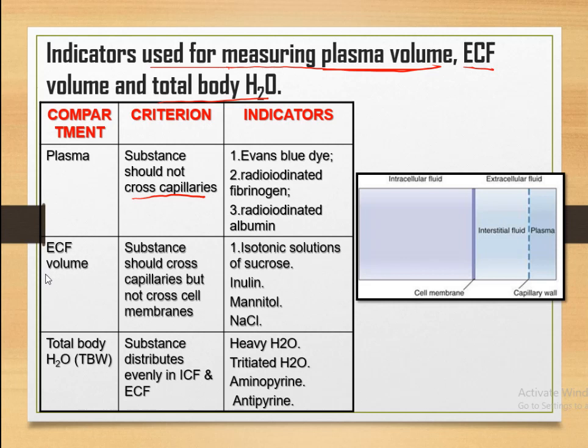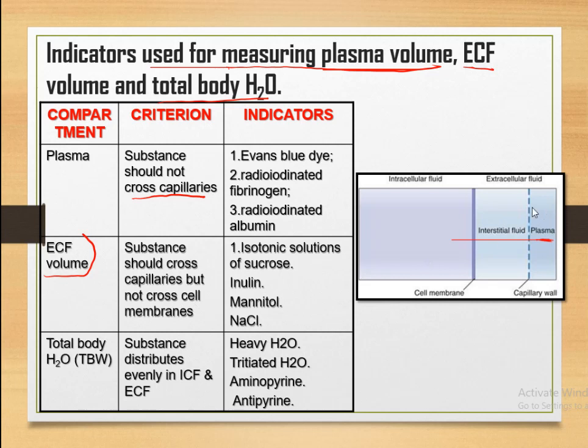Then when you talk of the extracellular volume, remember the plasma volume can be measured using these indicators here. Make sure that you know them. Then for us to know the extracellular fluid, we need to make sure that the substance should cross the capillary but not cross the cell membrane.